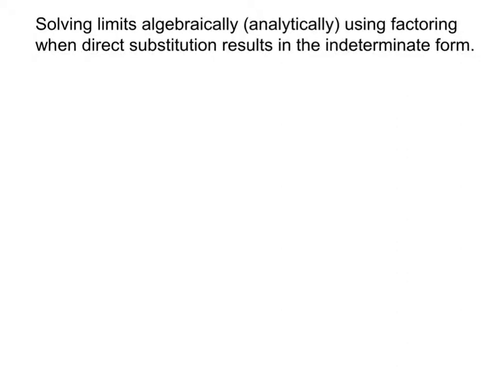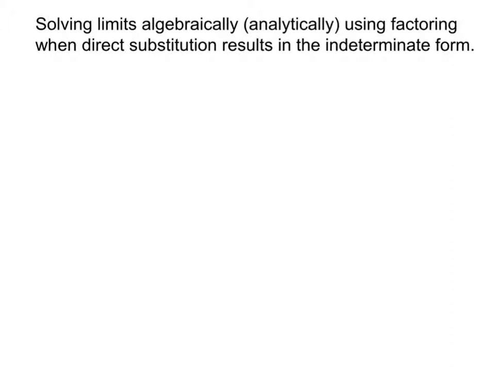Now we're going to talk about another option when you're trying to solve for a limit algebraically. Sometimes when you try to do a direct substitution, you get something called the indeterminate form. It's called indeterminate because you cannot determine the limit. What you end up with is 0 divided by 0. And that answer is not 0. It does not exist.